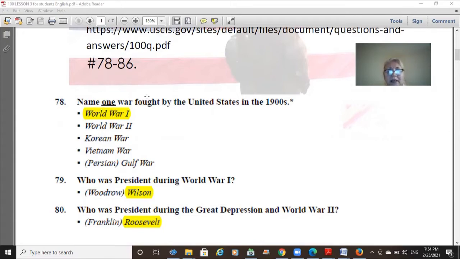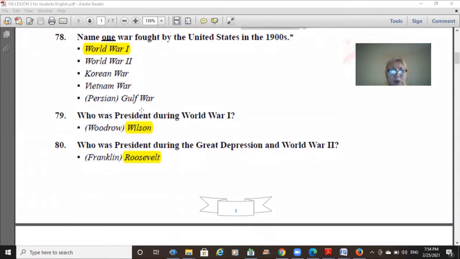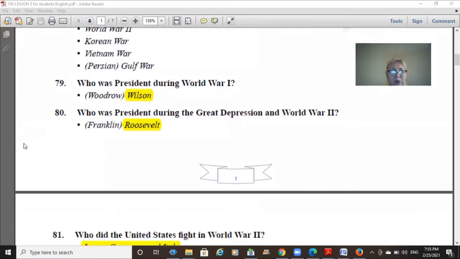Question number 78, name one war fought by the United States in the 1900s. One of them is World War I. Question number 79, who was president during World War I? Please remember this name, Wilson. Number 80, who was president during the Great Depression and World War II? The answer is Roosevelt.